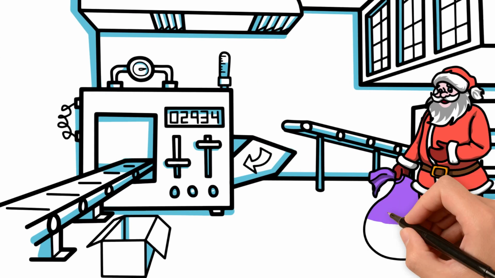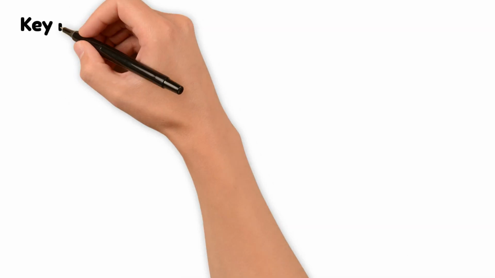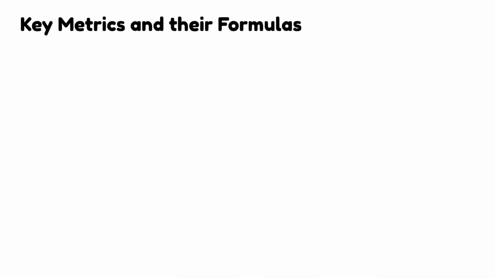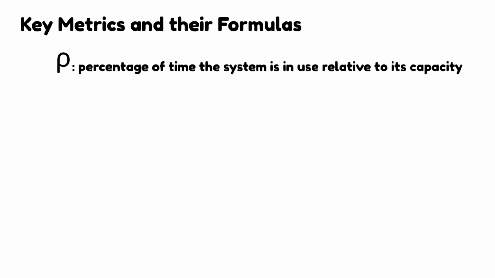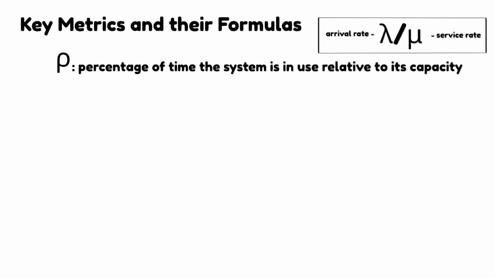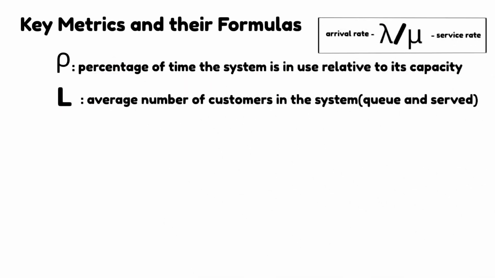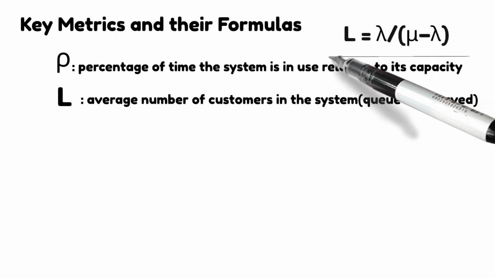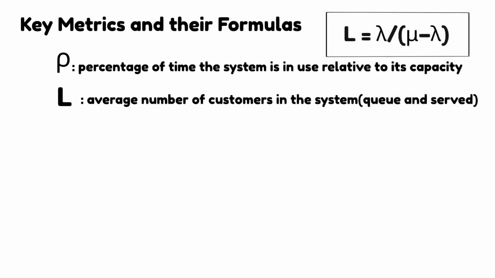Let's take Santa making toys as an example. Here are some key performance metrics. Utilization: this shows the percentage of time the system is in use relative to its capacity. We calculate it as lambda over mu. Average number in the system: this represents the total number of customers in the system, including those waiting in the queue and those being served, calculated as lambda over mu minus lambda.